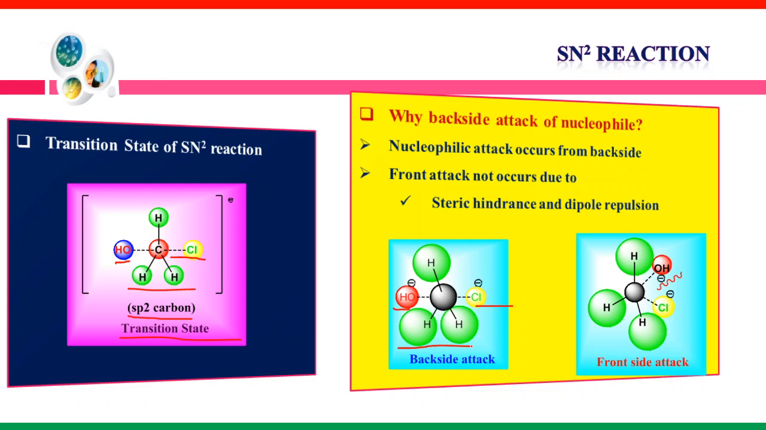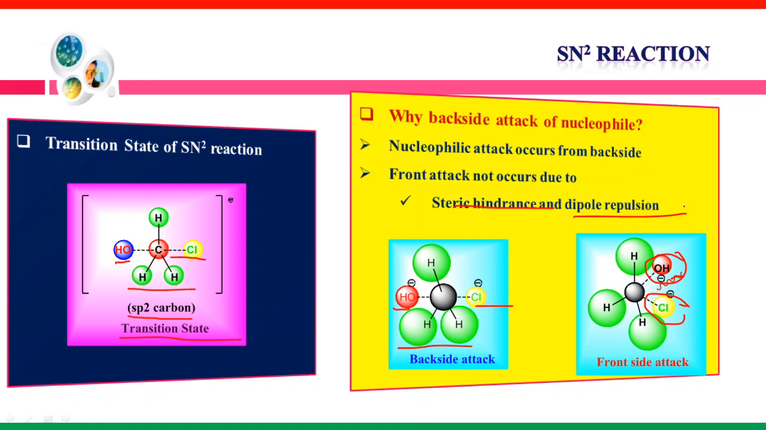Why does the front side attack not occur? Due to steric hindrance and dipole repulsion. Leaving group and nucleophile both are large atoms, both present on the same side. There is a lot of steric hindrance between them and both are partially negative. Due to this reason, dipole repulsion occurs between nucleophile and leaving group. Due to the steric hindrance and dipole repulsion, the front side attack is energetically not favorable.